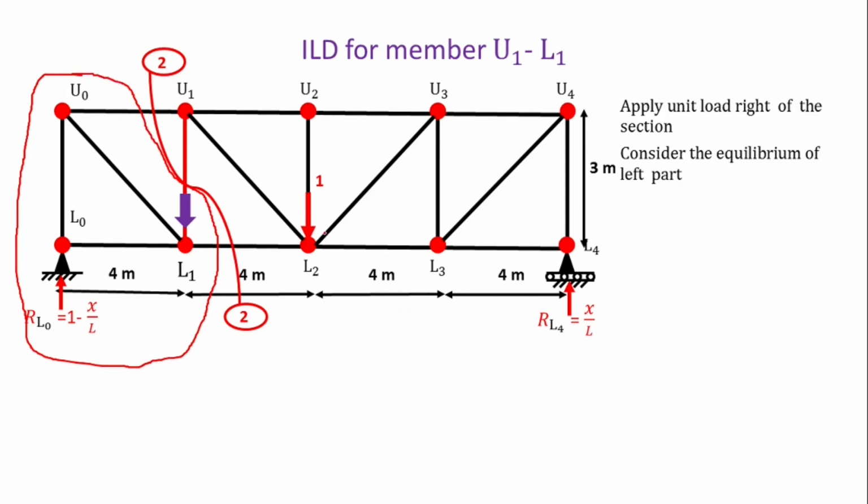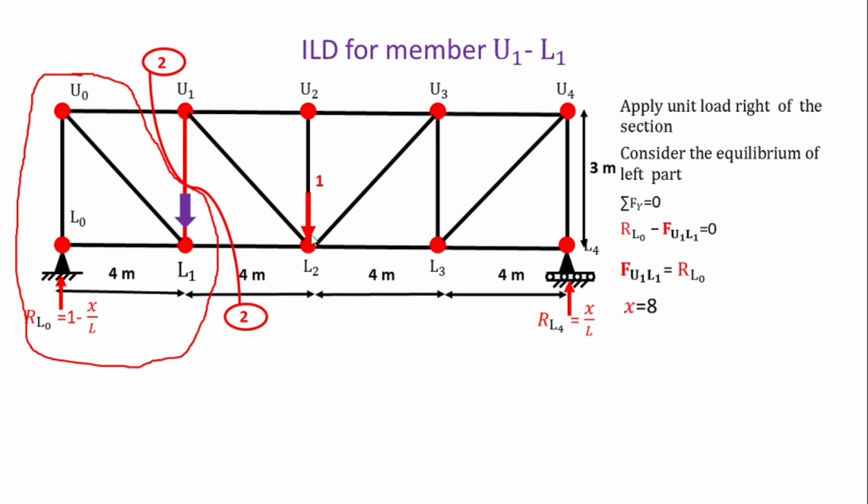Left part, because the load is on the right side. So apply here the sigma Fy conditions. So this force is what? Downwards, that is why negative, and this here because left hand part. So R_L0 is upward, that is why it is a plus. So R_L0 minus F_U1L1 is equal to 0. So F_U1L1 is equal to R_L0.